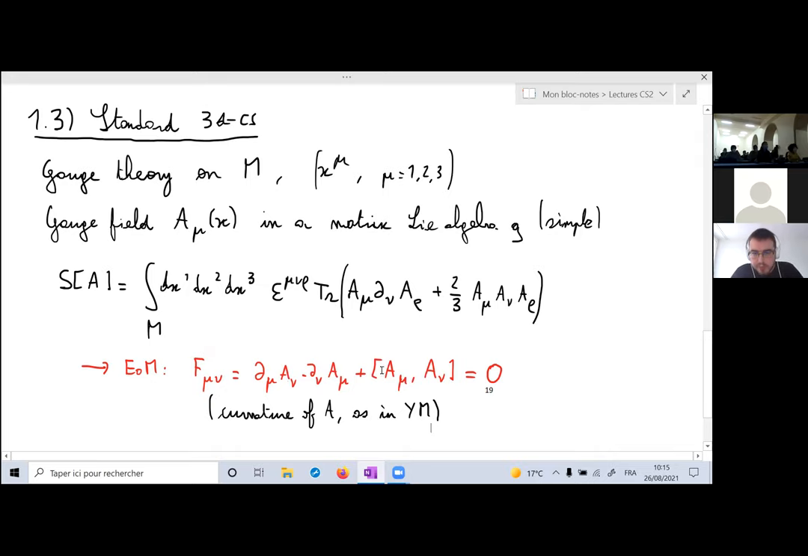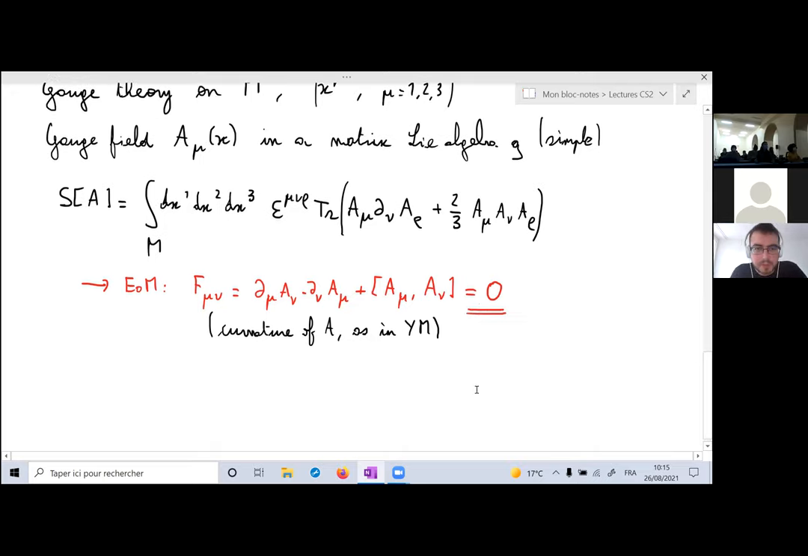And for instance, in the case of an abelian algebra, you would not have this commutator term here. So we'd have only this term, and then you would recognize the field strength, the Maxwell tensor, which contains the electric and magnetic fields. And more generally for a non-abelian Lie algebra, you would have this commutator. And the important point about the Chern-Simons theory is that it's exactly made so that this curvature is zero on shell. This is the equation of motion. Please tell me if at any point you have a question.